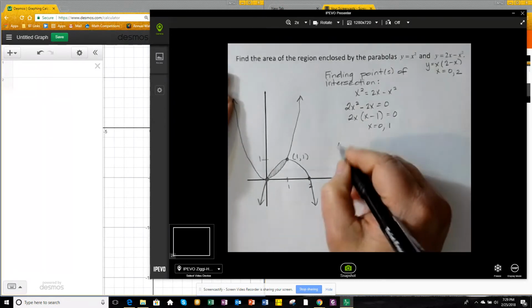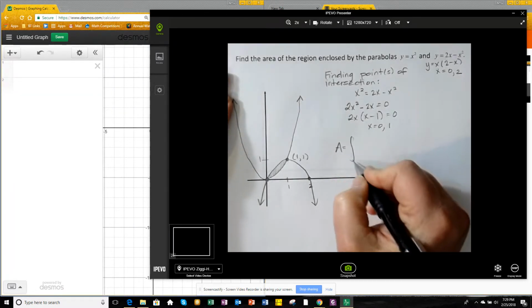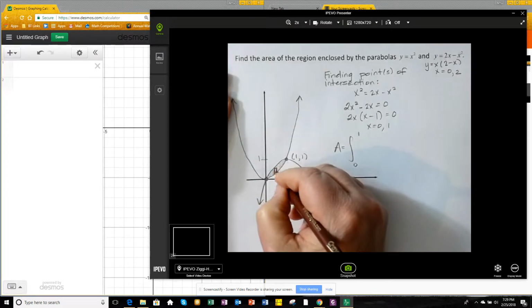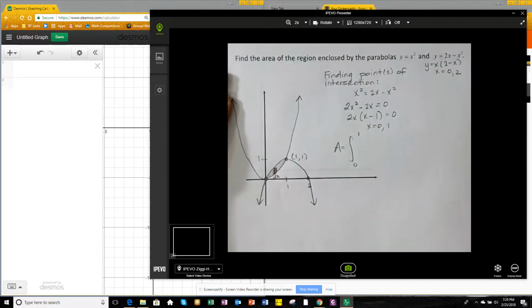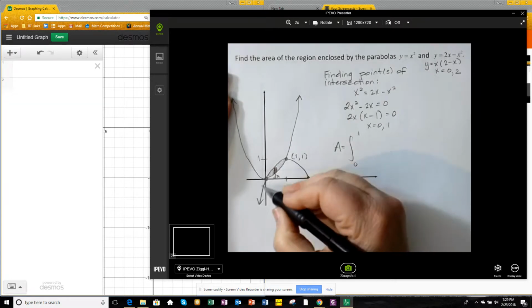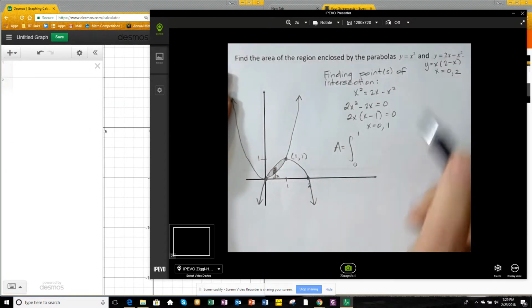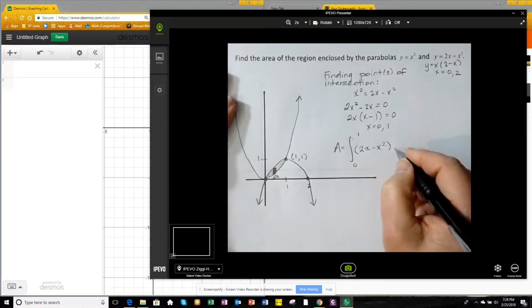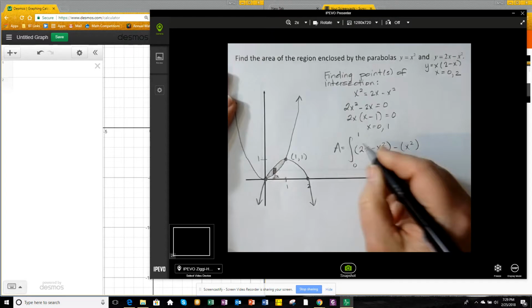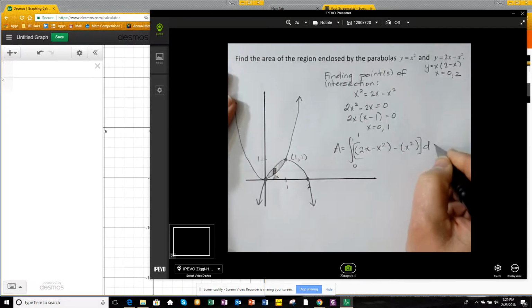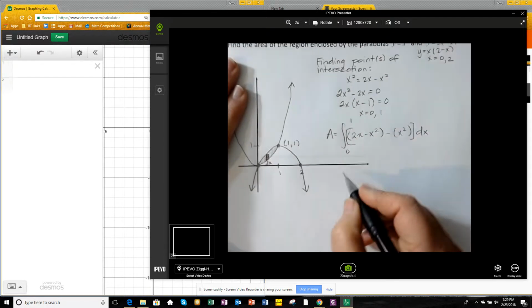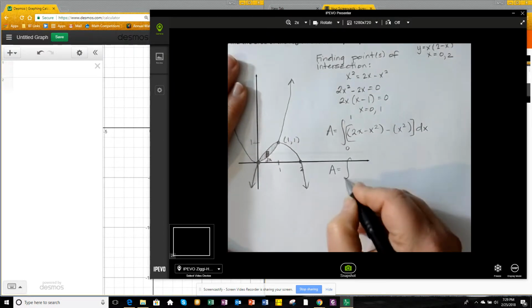All right, so now we're going to do the integral setup, which will be the integral from 0 to 1. And I'm going to integrate with respect to x again, because my little rectangle is going to be a dx. And the upper curve is going to be the one that was upside down, which is the 2x minus x squared, minus the lower curve, which is x squared dx.